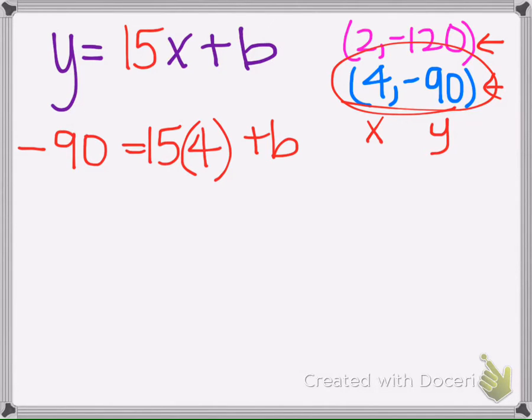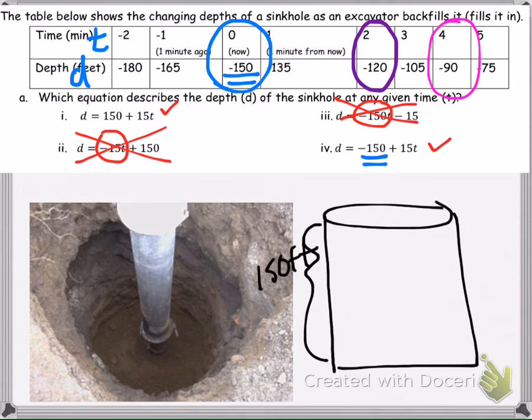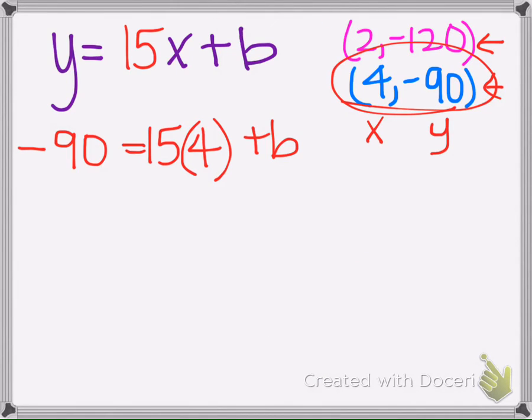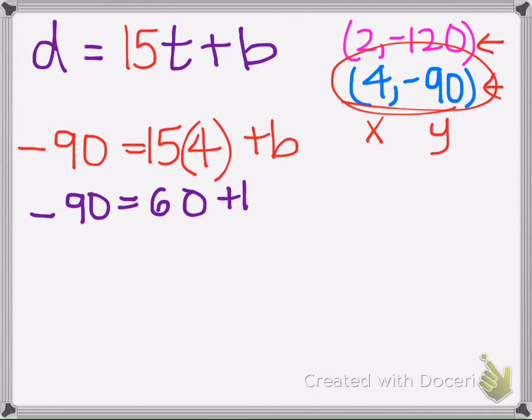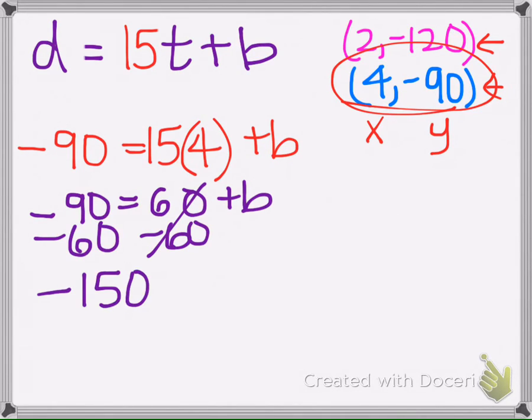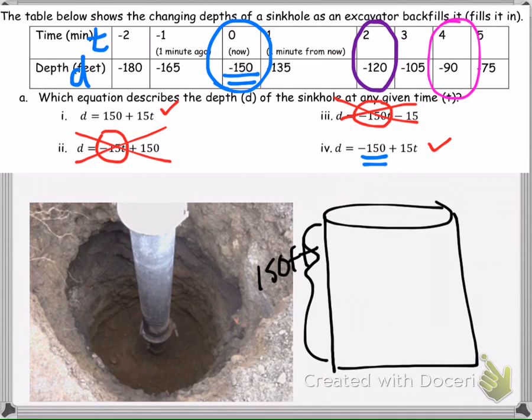Now, keep in mind that in this problem, we're using t and d, so this is t, and this is d. And now I need to figure out where it crosses the y, or the vertical intercept. And we get -150. So this one is our equation.